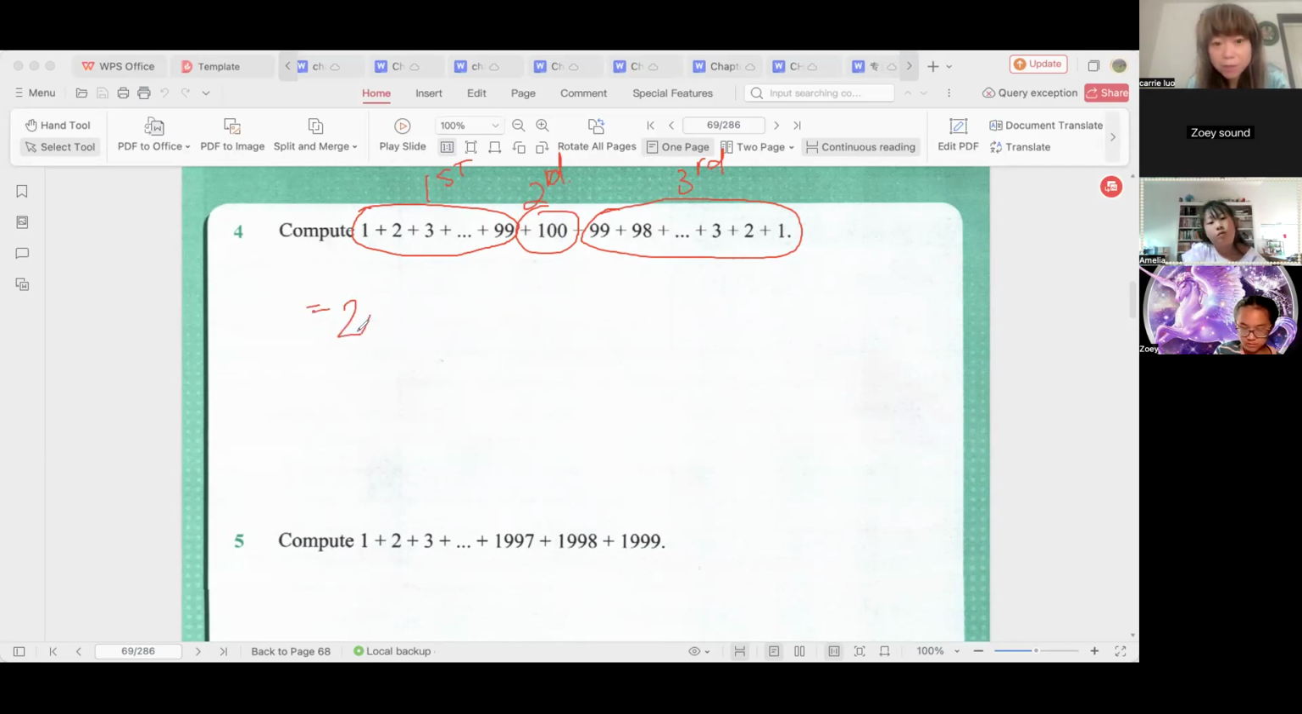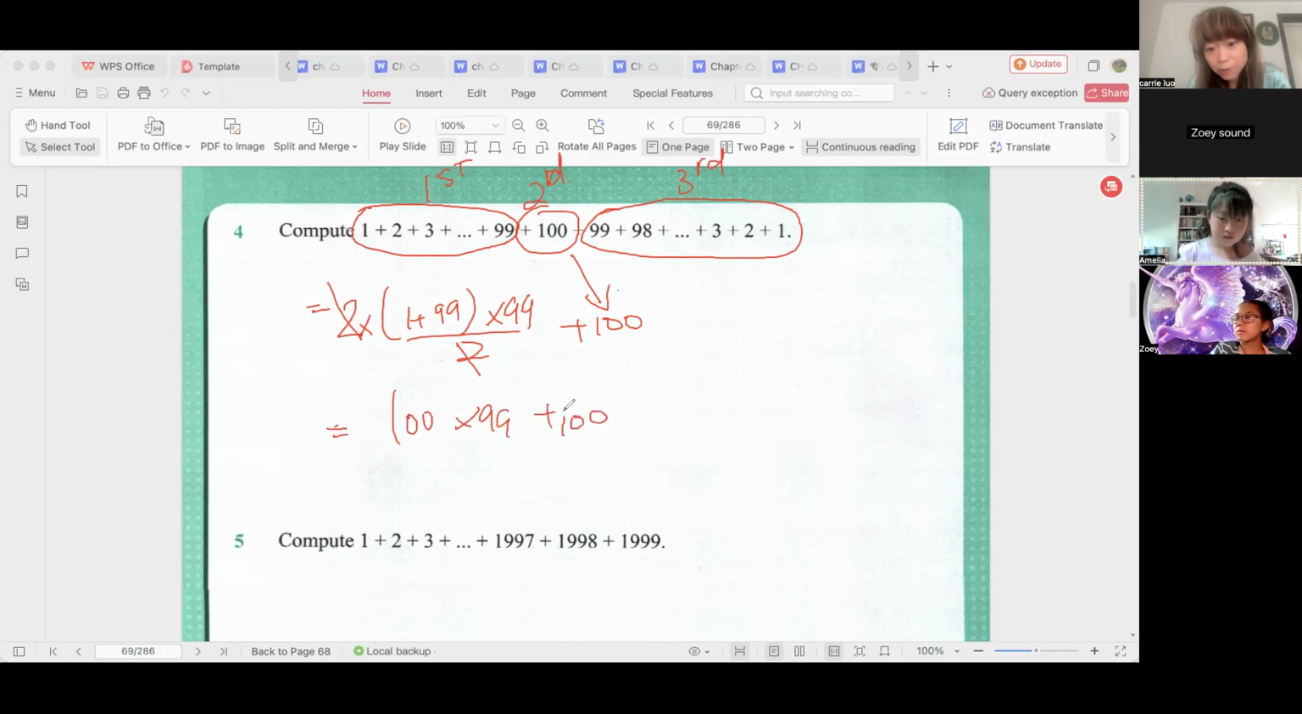Very good. So the same, that means I'm just using 2 times 1 plus 99 times 99 divided by 2, plus 100, correct? That's the second term. Okay, so the 2 times and divided by 2, are they gone or not gone? They're gone, right? So it's 100 times 99 plus 100. So that means 99 times 100 plus another 100, so it's 100 times 100. So the answer is 10,000.